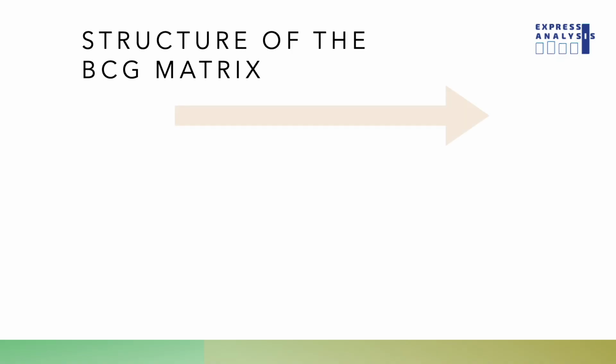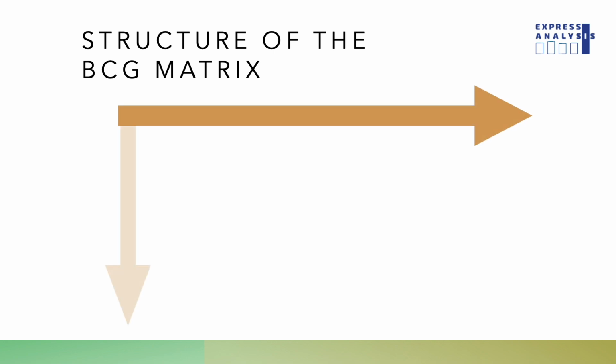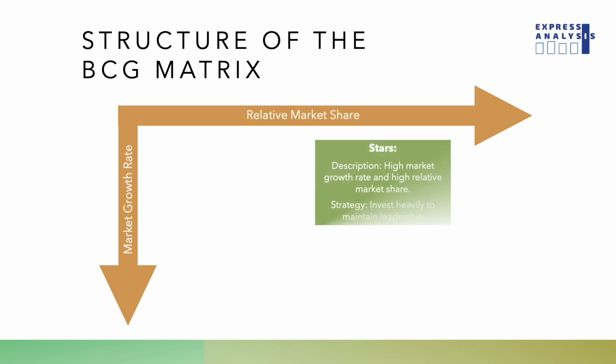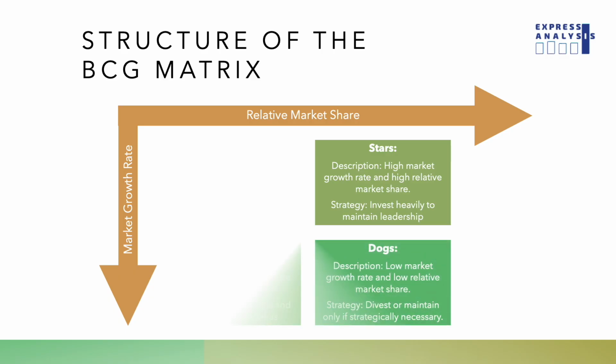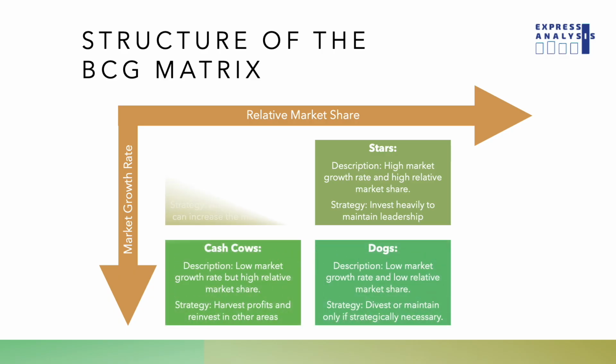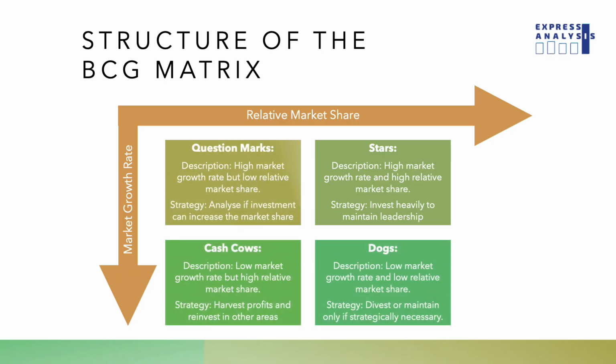The BCG matrix divides products or business units into 4 categories based on their position in the market. Stars. Description: high market growth rate and high relative market share. Strategy: invest heavily to maintain leadership and capture growth opportunities. Example: Apple's iPhone during its peak innovation phase was a star due to its dominance and rapidly growing smartphone market.